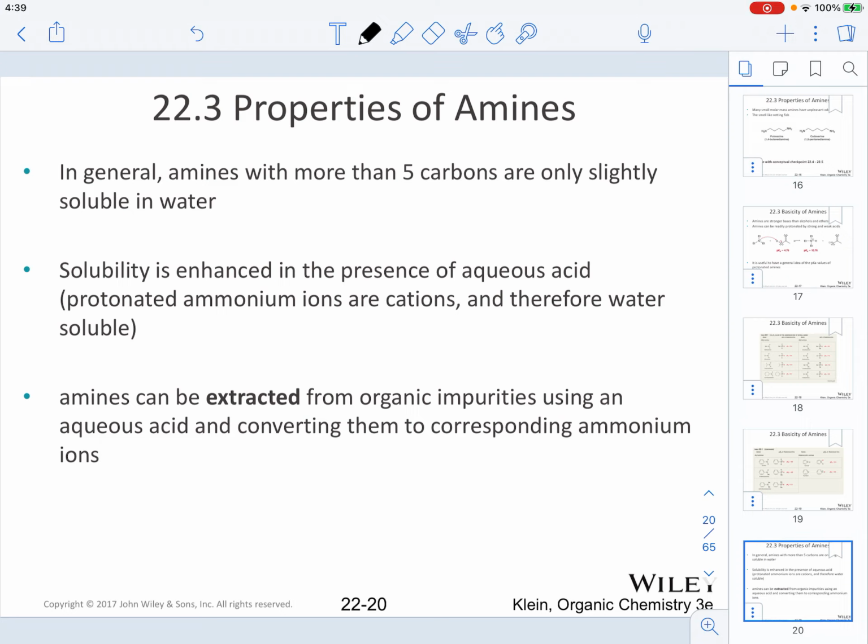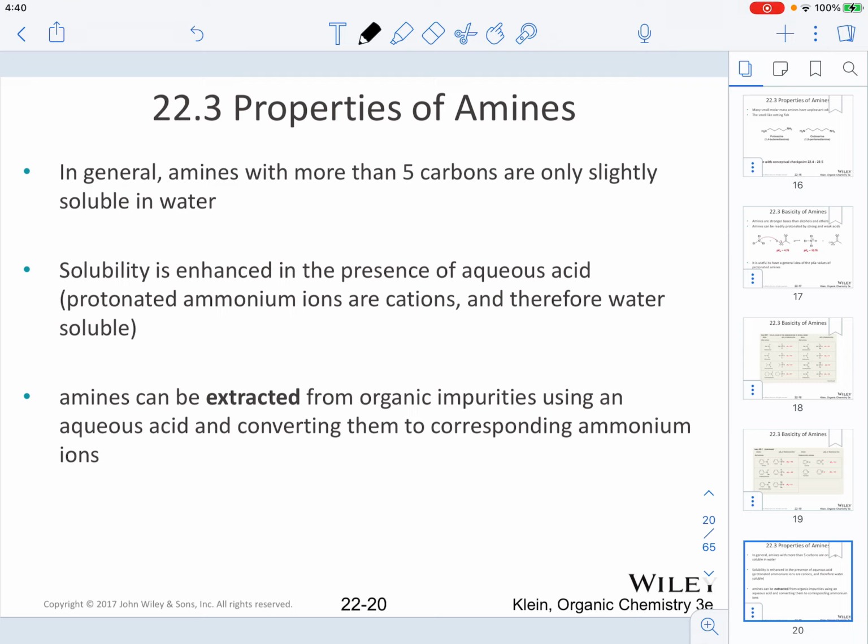As I mentioned previously, in general, amines with more than 5 carbon atoms are only slightly soluble in water. The reason is that the more carbon atoms you have in an amine, even though through the nitrogen atom amines can do hydrogen bonding with water, once you increase the nonpolar character by having those carbon atoms, that's where the solubility decreases.